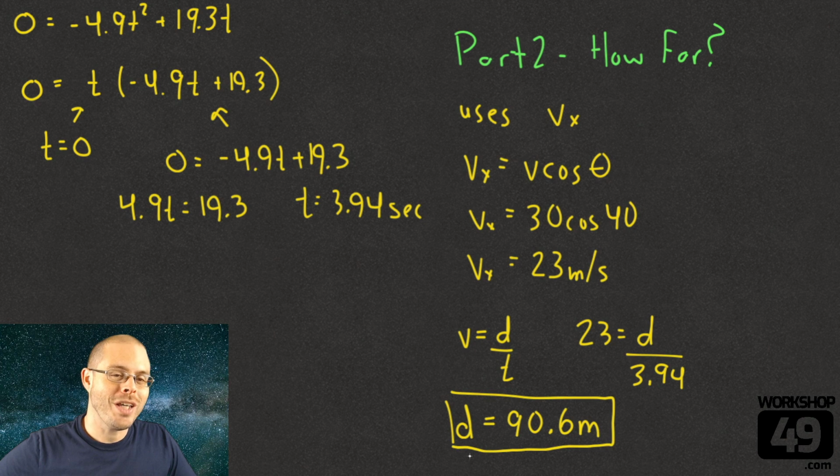So once you've done all the tricky work of finding out when the ball lands, horizontal velocity is constant for the whole trip. That means it just sailed away at 23 meters per second for the whole 3.94 seconds, which means it went 90.6 meters.